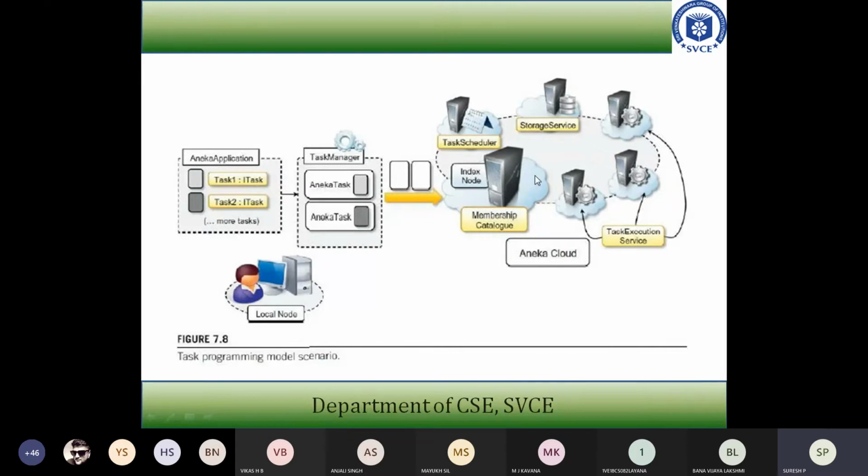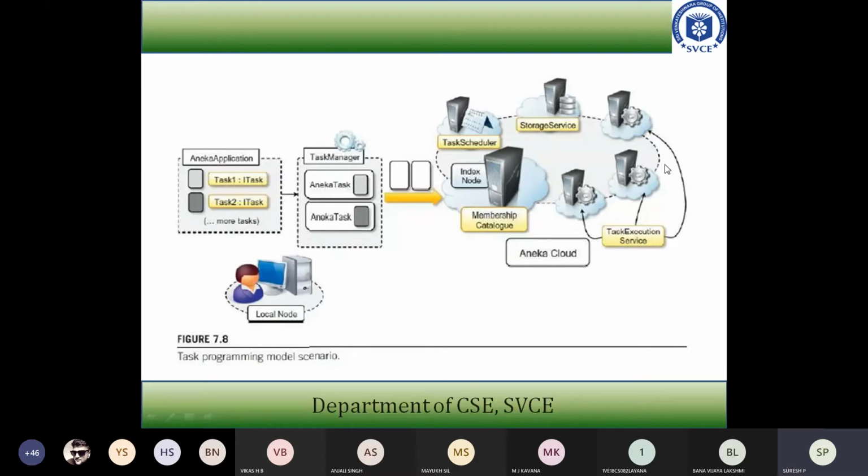While interacting with the Aneka cloud, what are the different operations it provides? There is the membership catalog, the task scheduler, the storage service, and the task execution service. Inside this particular cloud, these are the several services it will have.